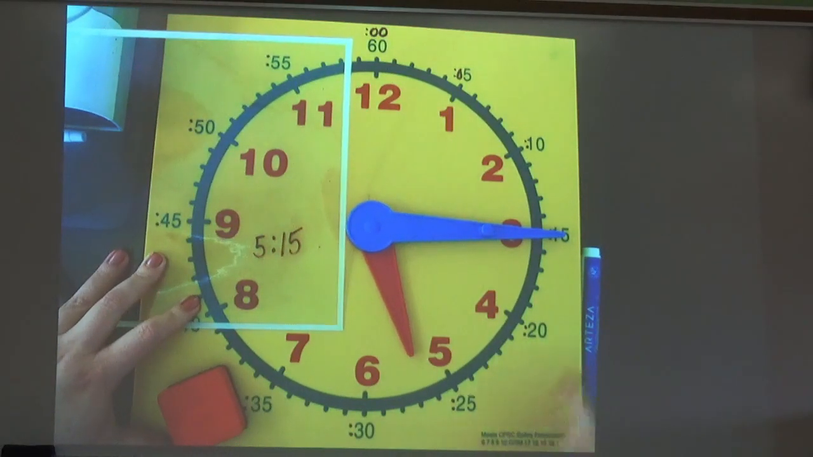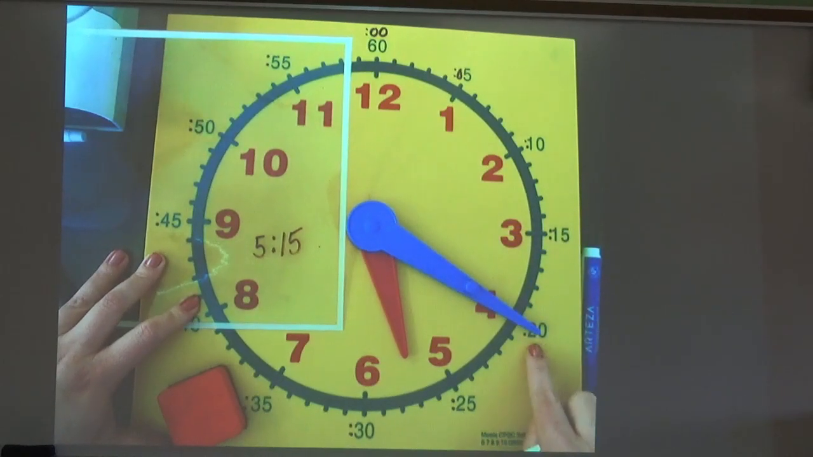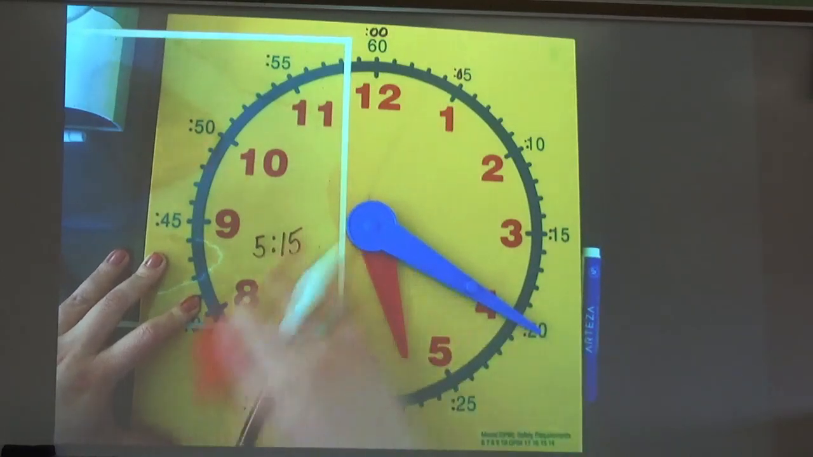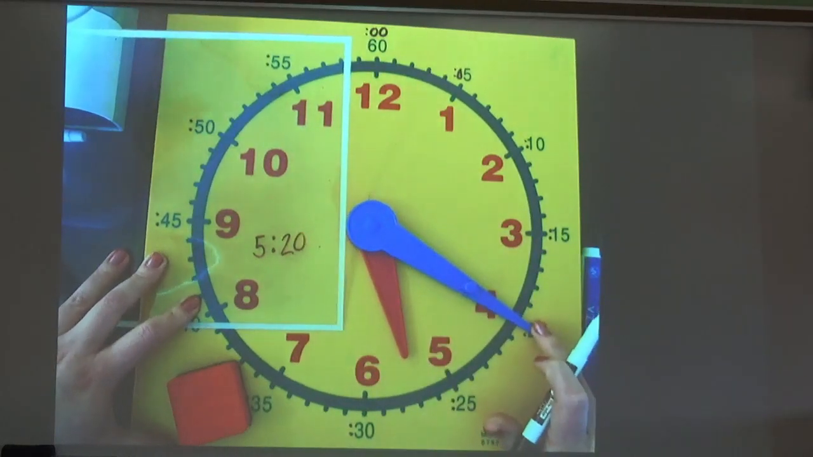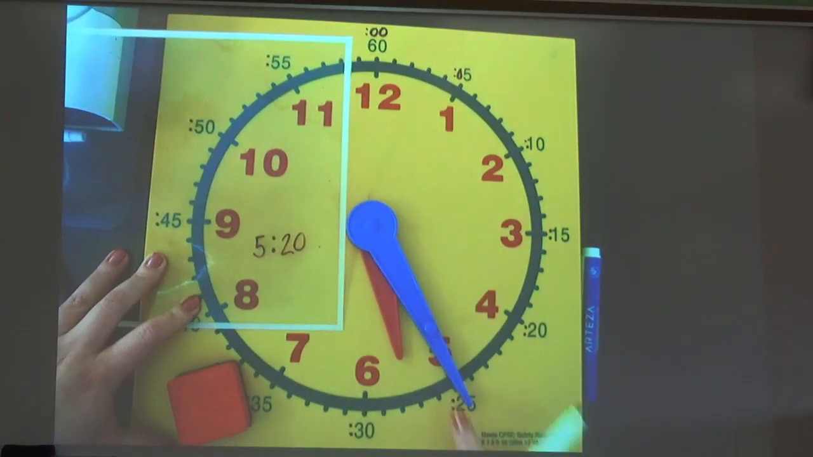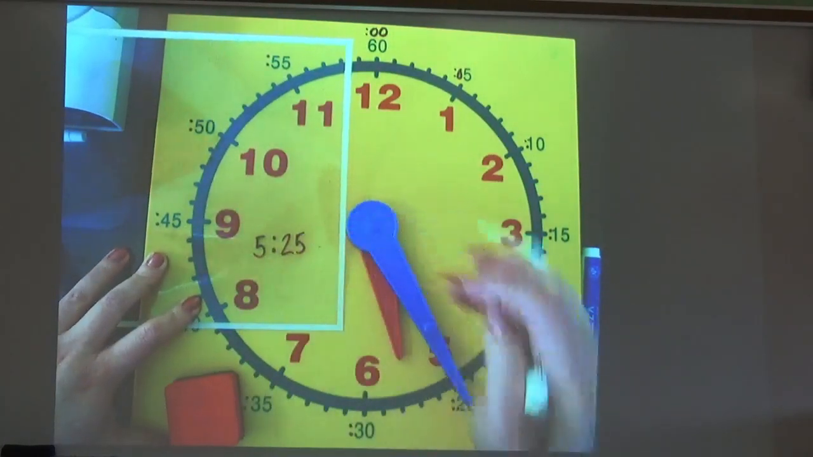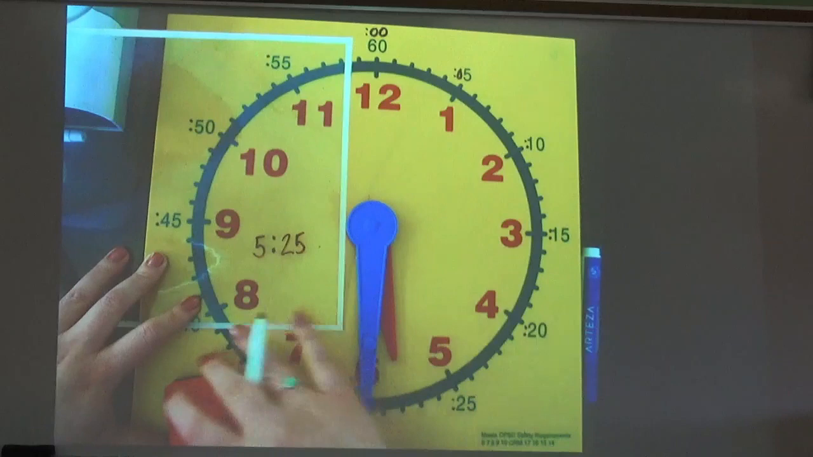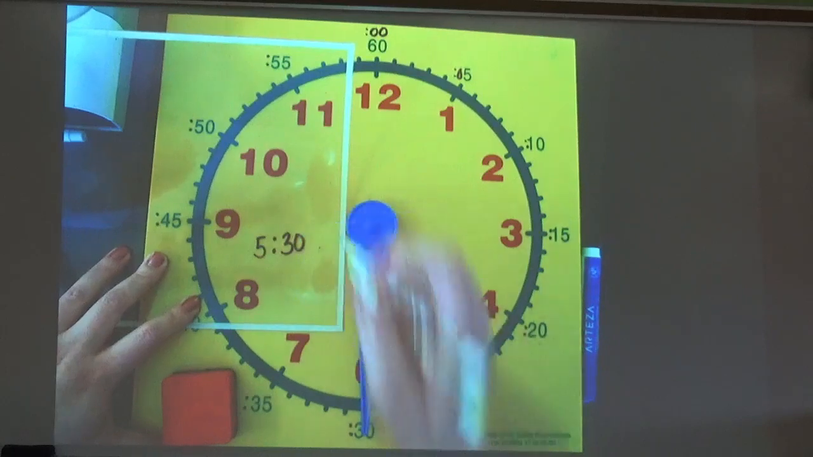Let's do 2 more. Let's move another 5 minutes. And now our minute hand is pointing to the 4, which means we have gone 20 minutes past 5, so our time is now 5:20. Let's move 5 more minutes, and now our time is 5:25. And then when our minute hand gets down to the 6, you know what time it is. We've learned that a bunch of times now. And that means that it is now 5:30 or half past 5.